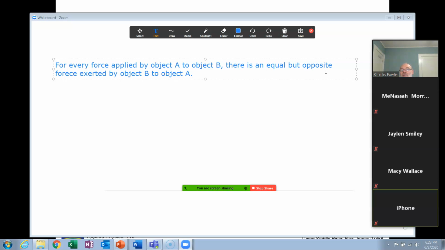The third law, though, you have two objects. One here, the book there, pushing on each other. And if this is pushing this way, this is pushing that way with the same force, just in the opposite direction. That is the action-reaction force. Okay? Now, one example of that, let's go back to our slides.